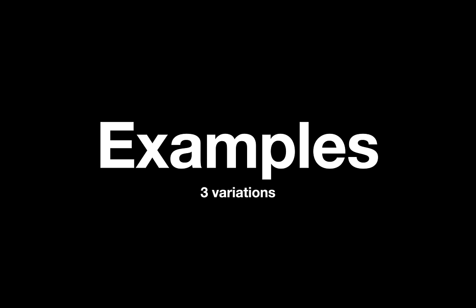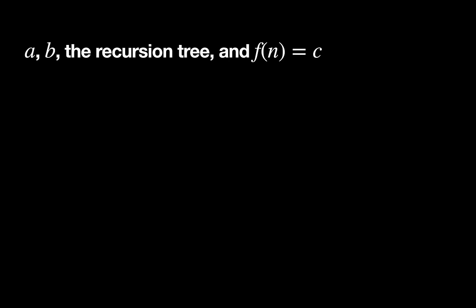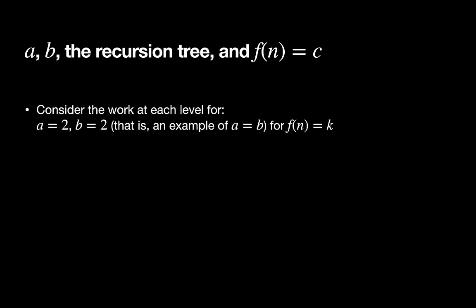Okay, so let's look at 3 different examples, and we'll do both the recursion tree and talk a little bit about how the master theorem applies. So let's consider different values of A and B for a recursion tree and specific values of f of n. Let's consider the work at each level when A equals 2 and B equals 2. This is a special case where A equals B. And we'll look at 3 different variations of this to get a better understanding of the 3 different cases of the master theorem.